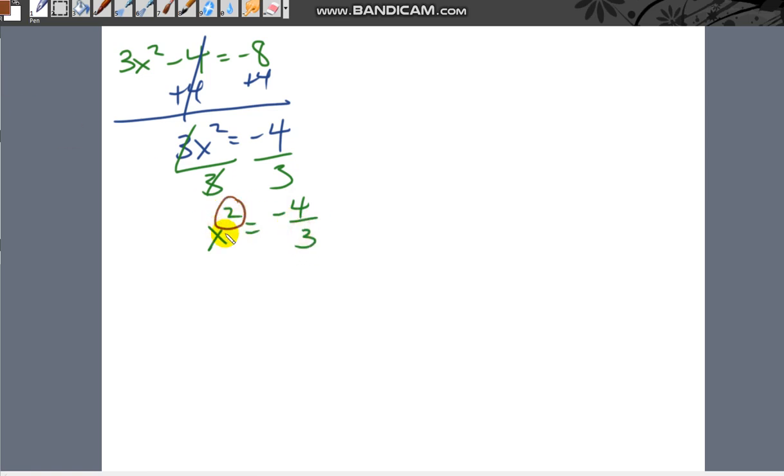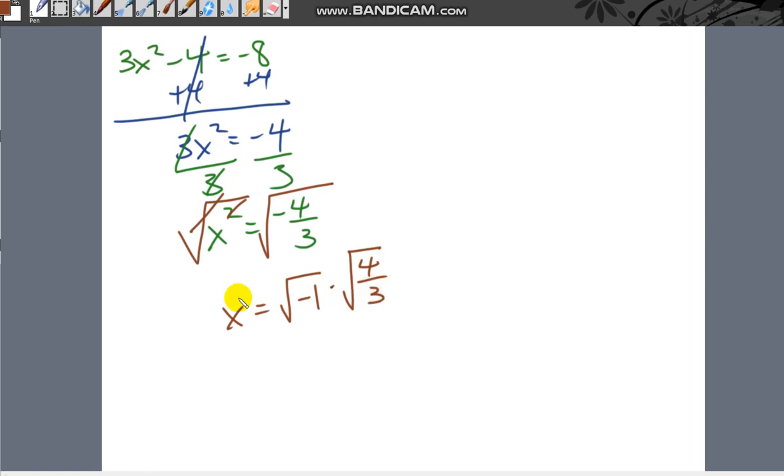Next, what I see is we have a square. So in order to get rid of that square, we're going to take the square root. Square root cancels with the square. So we get x equals, again, I'm just going to do a little shortcut here, square root of negative 1 times the square root of 4/3. Now, what I have here is square root of negative 1 is going to be i. So i times the square root of 4 over 3.